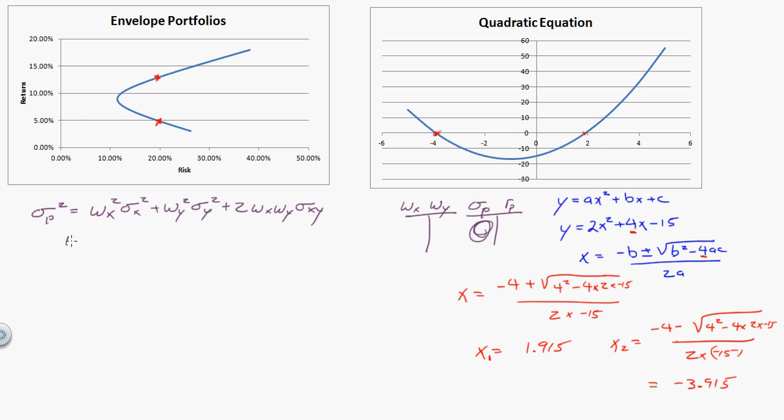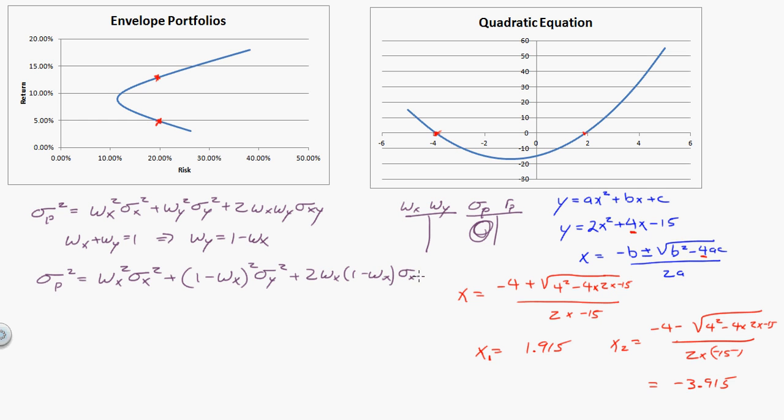Well, I know that the weight I put in x plus the weight I put in y is equal to 1. I need to know both of those points. So if I do that substitution, this implies that the weight in y is equal to 1 minus the weight in x. So sigma p squared is equal to wx squared sigma x squared plus (1 minus wx) squared sigma y squared plus 2wx (1 minus wx) sigma xy.